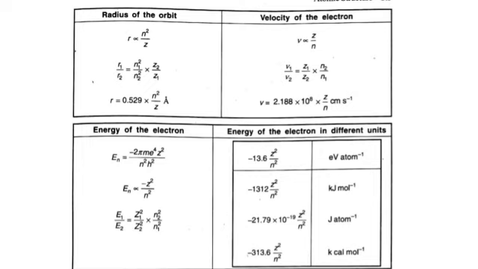Now the energy of the electron in different units, if you want to convert into electron volt per atom, then it is minus 13.6 z square by n square. If you want to convert into kilojoule per mole, that is minus 1312 z square by n square. In joule per atom, that is minus 21.79 into 10 to the power minus 19 z square by n square. In kilocalorie per mole, it is minus 313.6 z square by n square. Very, very important formulas for the exam. Remember this formula for solving the numerical problems.